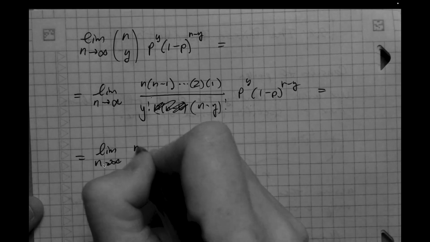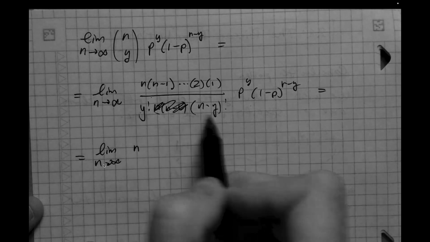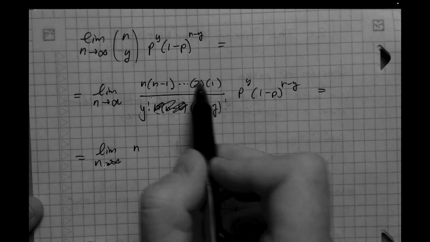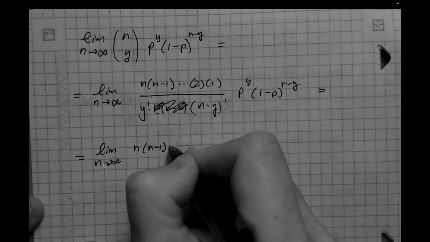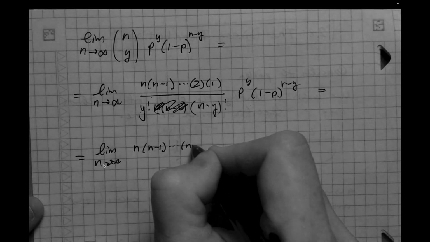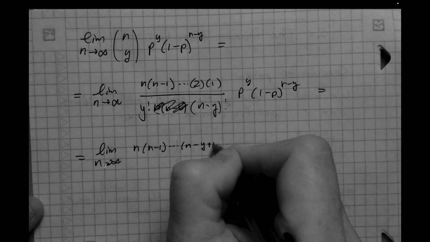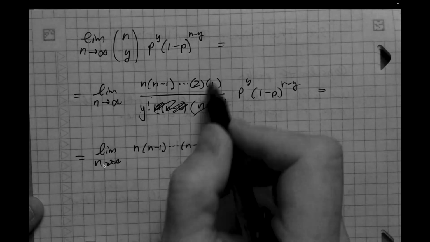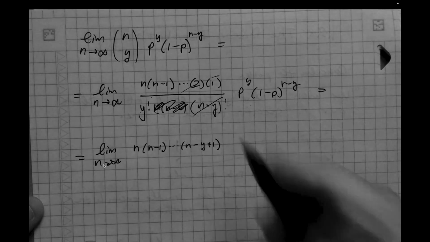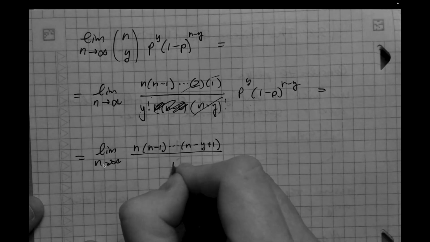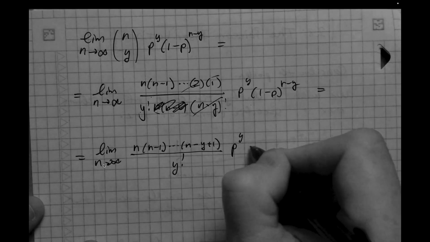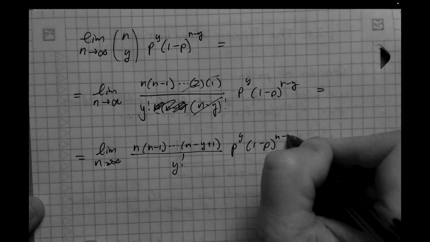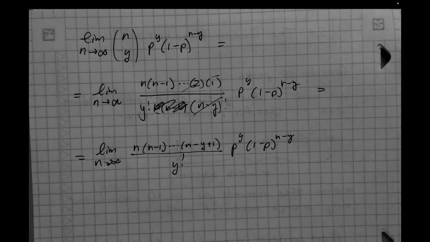Well, the n minus y factorial is going to cancel out a whole range of this, right? So you're going to have n minus 1, dot, dot, dot, all the way down to n minus y plus 1, and that's going to cancel away that one and all of these smaller ones. And then below that, we're still going to have the y factorial. And then over here, I've got p to the y, 1 minus p to the n minus y still, right?